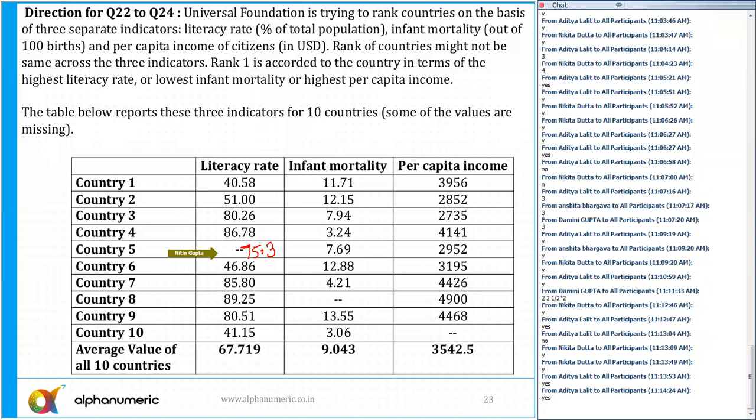Similarly, infant mortality. 9.043 is the average, so the total value is 90.43. So the sum of these 10 rows must be equal to 90.43. On the basis of this, you can find out the infant mortality for country 8, which comes out to be 14.